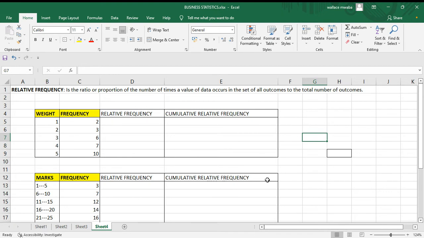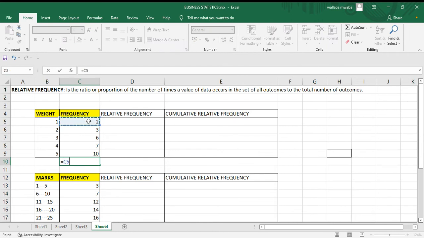This is the ratio or proportion of the number of times the value of data occurs in the set of all outcomes to the total number of outcomes. So basically, you're going to find out your total frequency, and then you'll be dividing each individual frequency by the total frequency. So again, let's calculate our total frequency. These are the examples from the previous video.